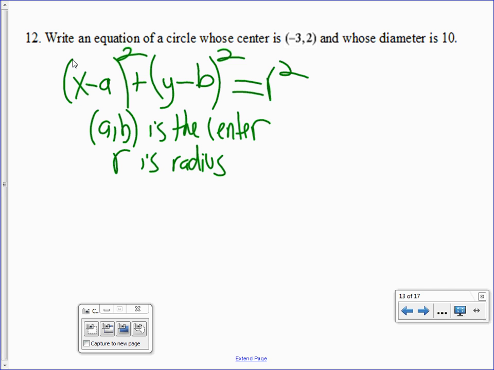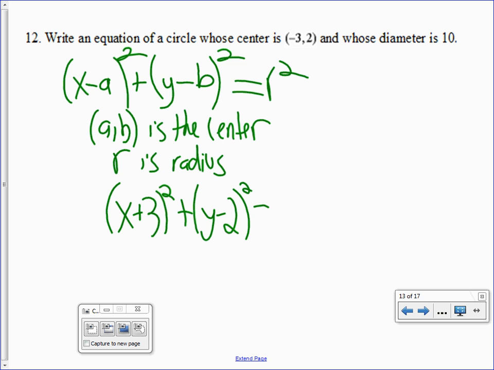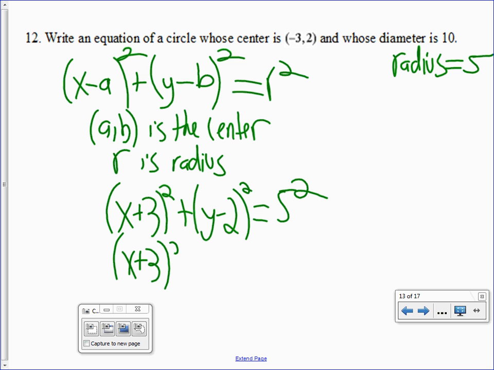So minus 3 becomes plus 3. Plus 2 becomes minus 2. And the right-hand side is the radius squared. If the diameter is 10, then my radius must be 5. My right-hand side is the radius squared, which means my final answer is x plus 3 squared plus y minus 2 squared equals 25.